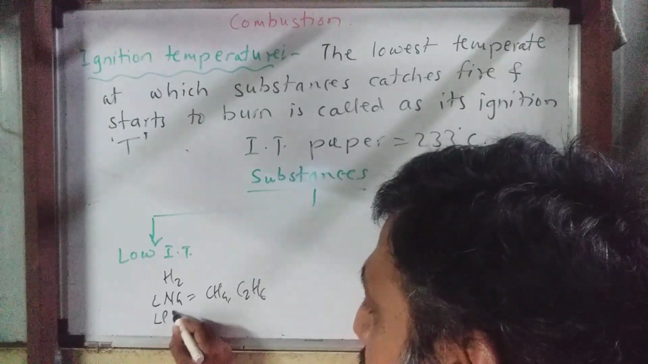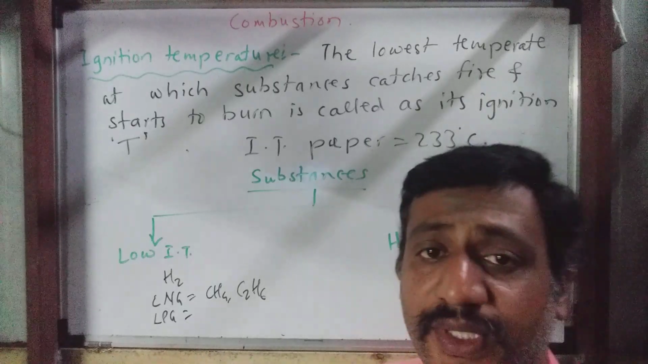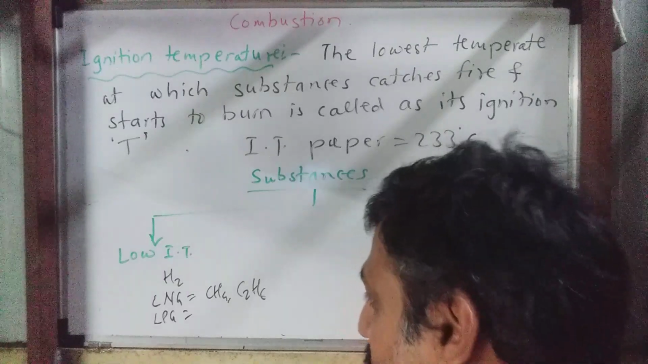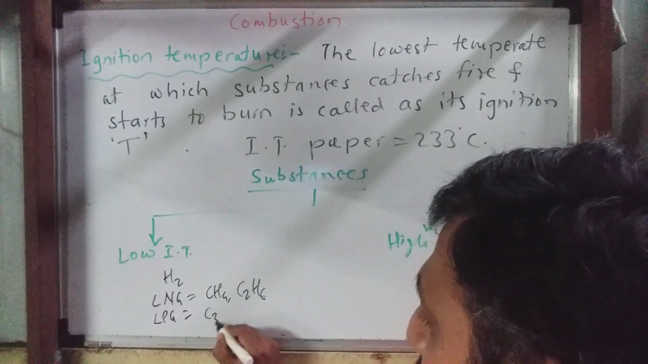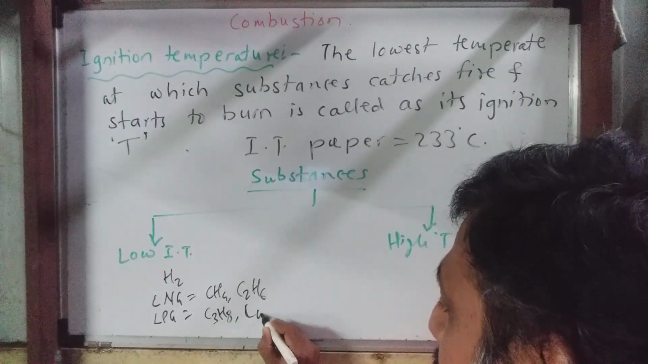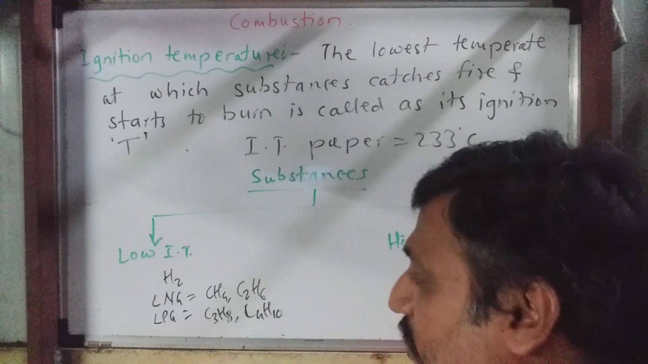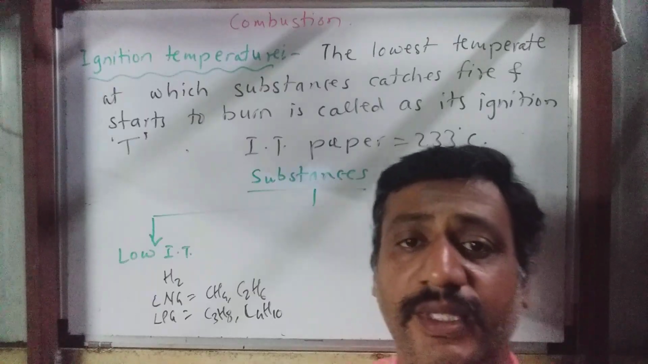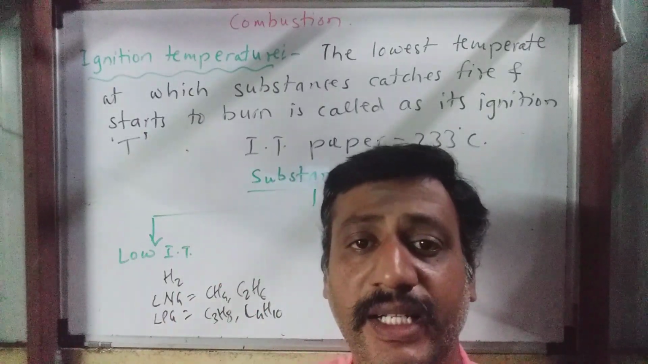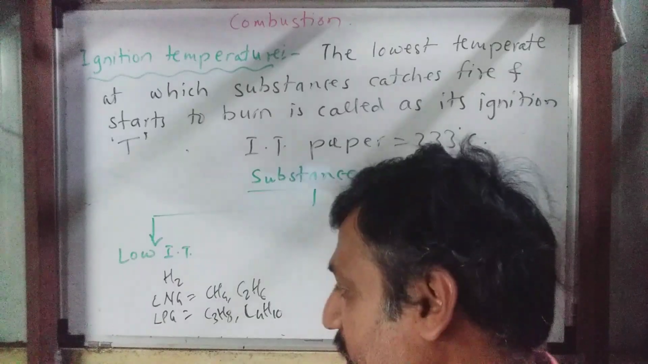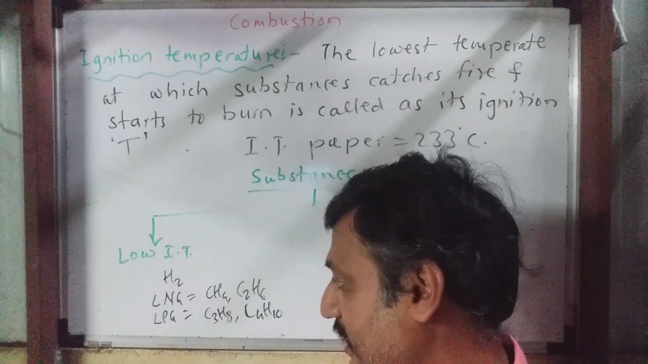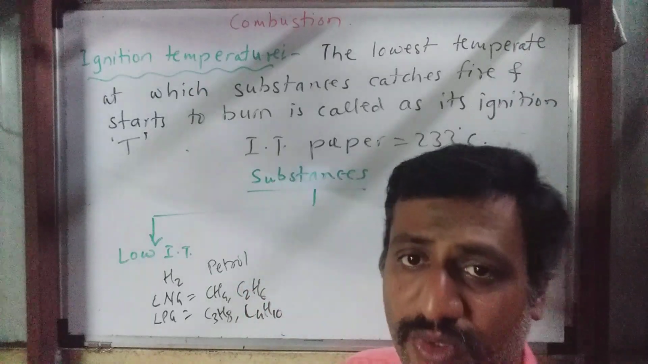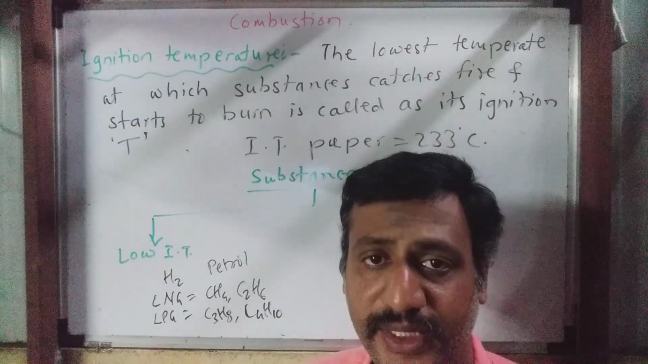And LPG gas cylinder, the household gas cylinder which we use for different household purposes. So that LPG consists of propane and butane. These are the constituents of LPG. So these are the substances having a low ignition temperature. The spark created by the lighter is adequate to bring the combustion of that LPG gas, correct? Even substances like petrol, diesel, kerosene have low ignition temperature, correct?